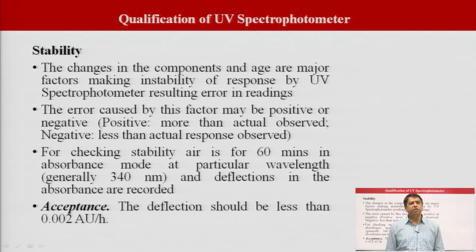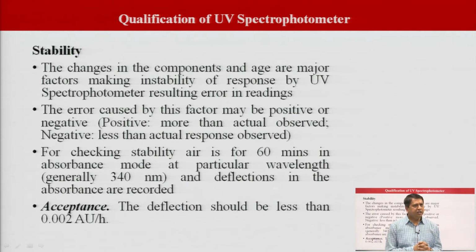Then the fourth thing is the stability. The measurement of the instrument should be stable enough, and this is also fit for the UV spectrophotometer. The changes in the component and age are the major factors making the response of the UV spectrophotometer unstable, resulting in errors in readings. The error caused by these factors may be positive or negative, positive being more than the actual response observed, negative being less. Mostly the errors are positive, and rare cases have negative stability issues.